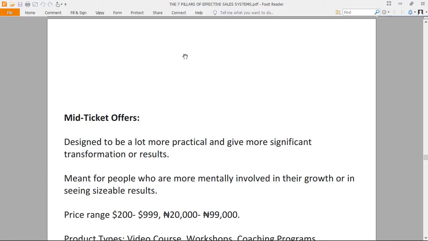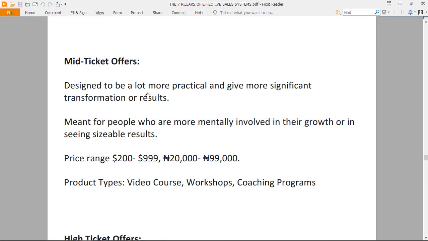Okay, good. So let's go to mid-ticket offers. Mid-ticket offers obviously are a little bit higher priced. They are designed to be a lot more practical and give more significant value or significant transformation or results. So here, you're dealing with people who are very invested in their own lives, in their own transformation, in the results they want to get. They are willing to shell out more money for their own growth. They want to see sizable results.